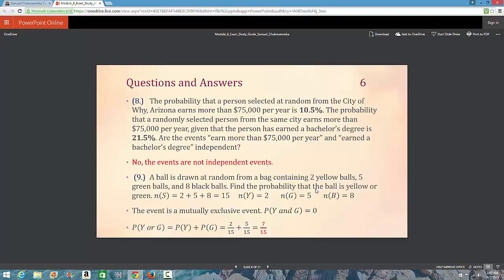Okay? And this is the addition law. You use the addition law, and we did that in a previous question. So you just add it up. You can either draw a yellow or a green ball. There's no way you can draw a yellow and a green ball. Remember, they said to find the probability that the ball is either yellow or is green. You're just drawing one ball. You're not drawing two balls. Okay?